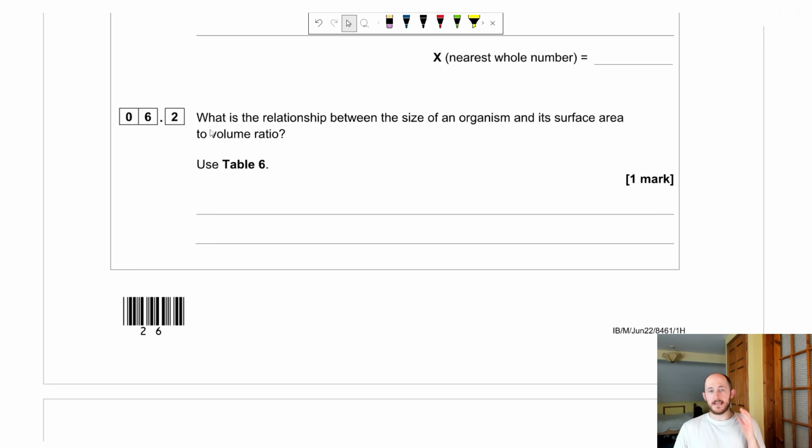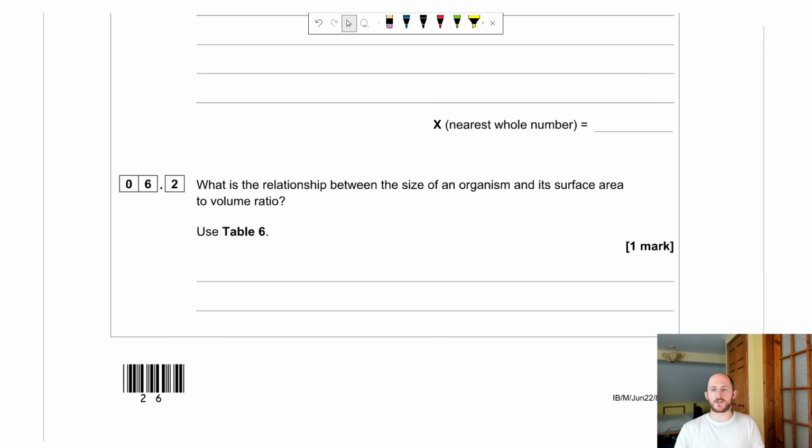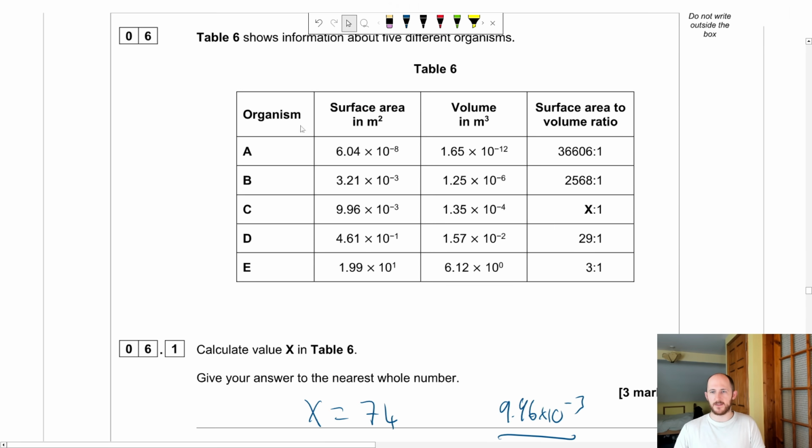For part 2, it is a simple state question. What is the relationship between the size of an organism and its surface area to volume ratio? It doesn't say anything about explaining, which is fine because that's a mathematical reason, not a scientific reason anyway. So the size of an organism, what would the size be? Well, if we look at this table here, there's a few ways you can see this.